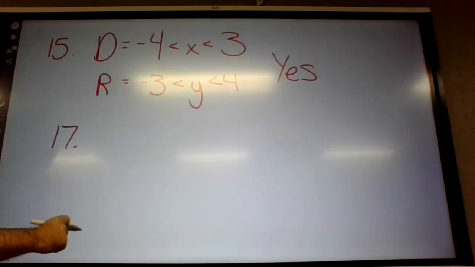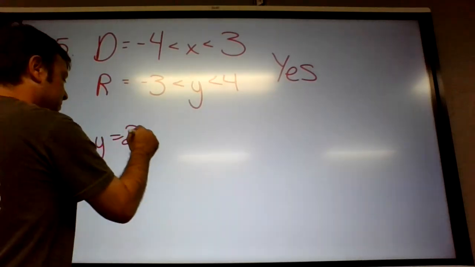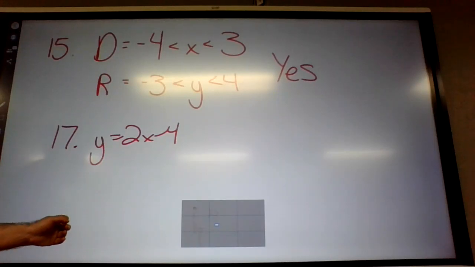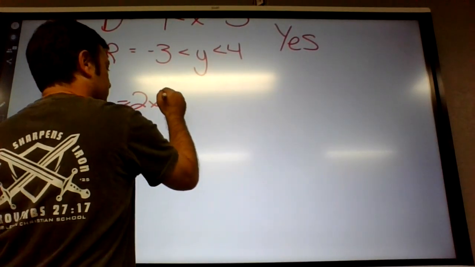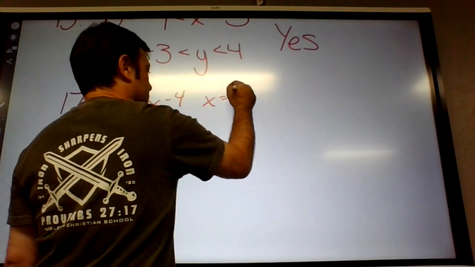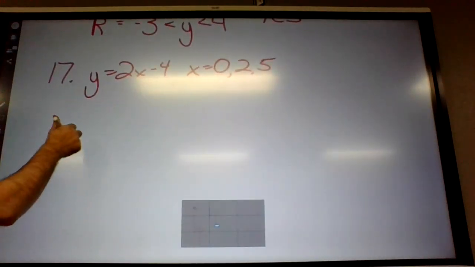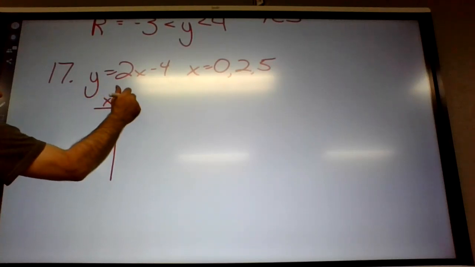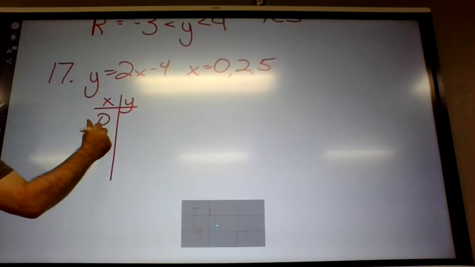All right, 17, let me copy it down a little bit. y equals 2x minus 4. x equals 0, 2, and 5. So how are we going to graph this? Table. And what goes right here? 0, 2, 5.